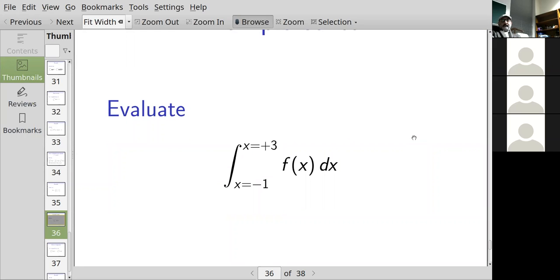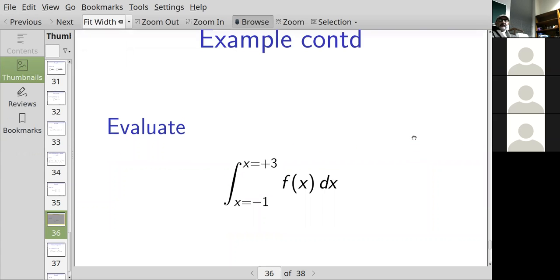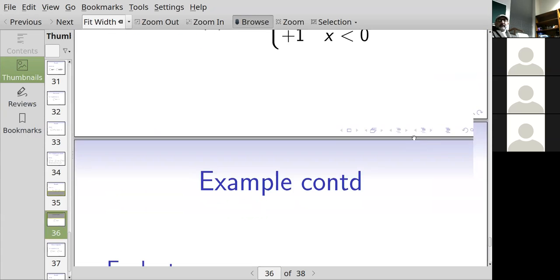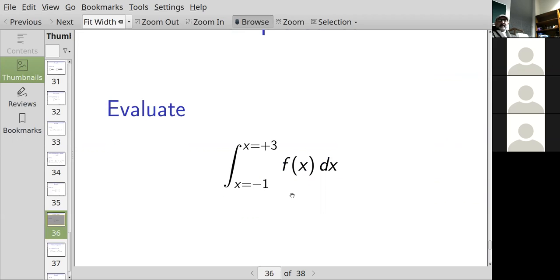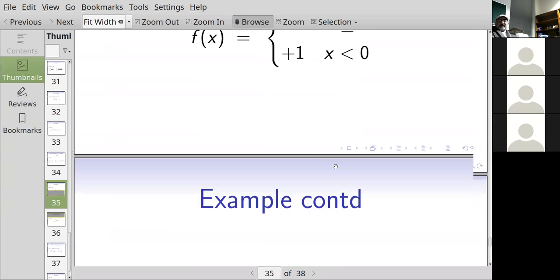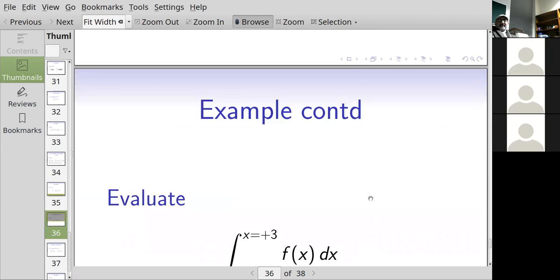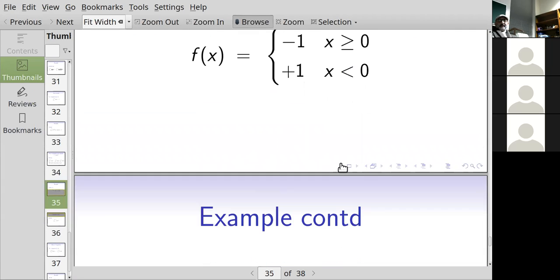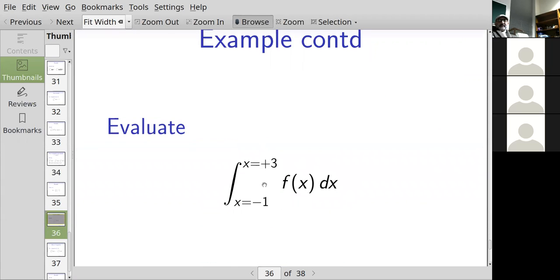So you can break it: -1 to 0 and then 0 to 3. Yeah, I could say this is equal to the definite integral from x equals -1 to 0 of f of x dx, plus the integral from x equals 0 to x equals 3 of f of x dx.